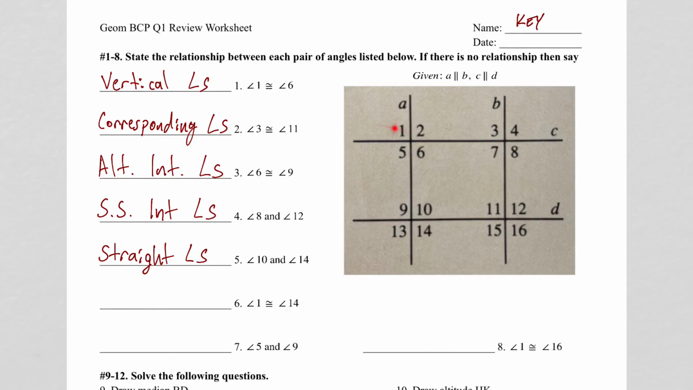Okay, 1 and 14, these are on the alternate sides of the transversal, but they're on the exteriors of this, so these are alternate exterior angles. Okay, 5 and 9 are on the same side and they're on the interior of these, so these are same side interior angles. Okay, 1 and 16 don't have a common transversal, so this has no relationship.